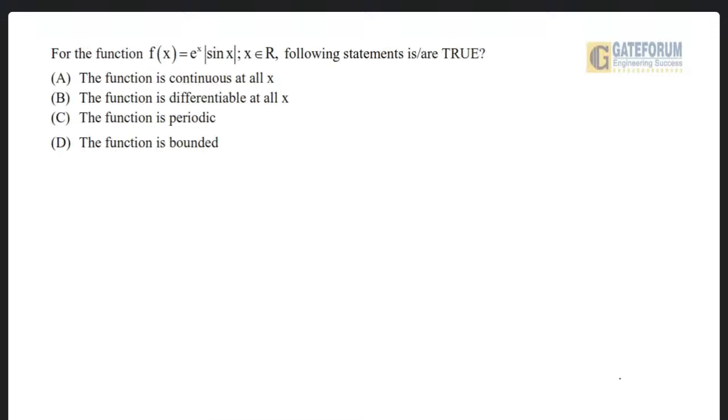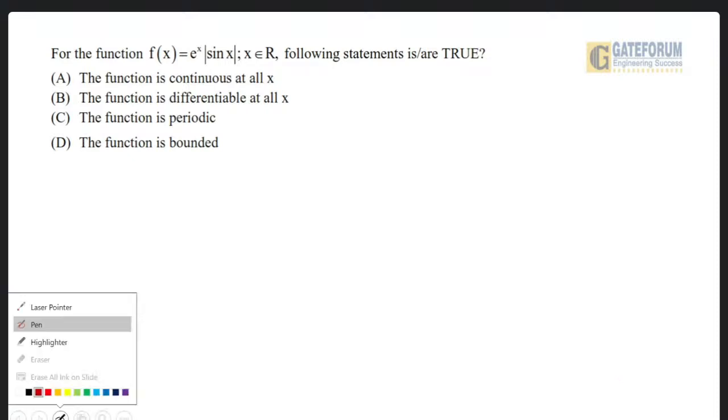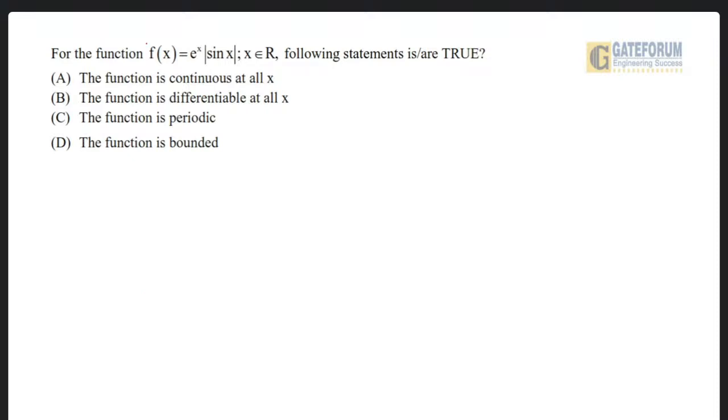The question is: for the function f of x equal to e power x times mod sin x, x belongs to R, which of the following statements are true? A, B, C, D, four statements given: continuity, differentiability, periodic, bounded. Four different statements. This is from engineering mathematics, from the topic calculus.